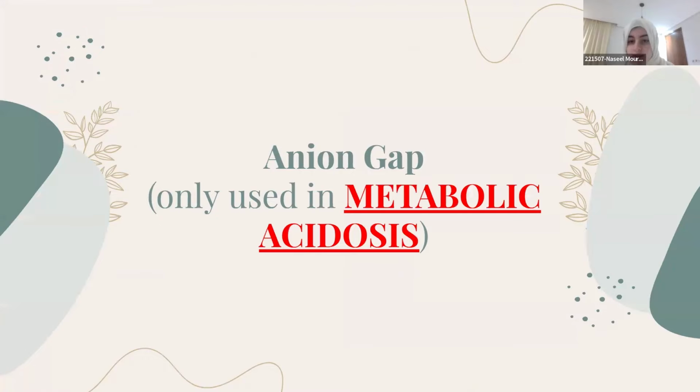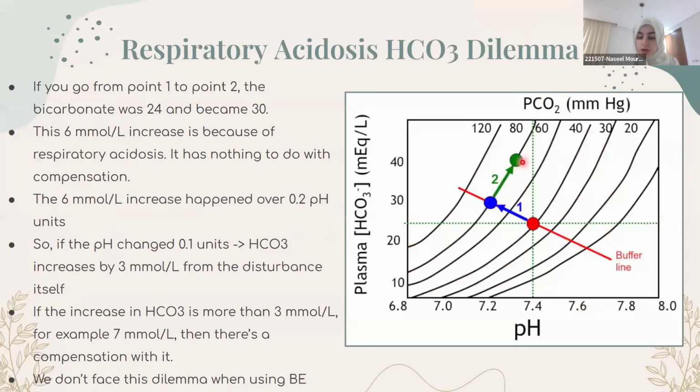Okay, last concept, which is the anion gap. Now, keep in mind, the anion gap is only used in metabolic acidosis. Please do not be confused. All right, someone is asking, we'll go back to the previous slide.